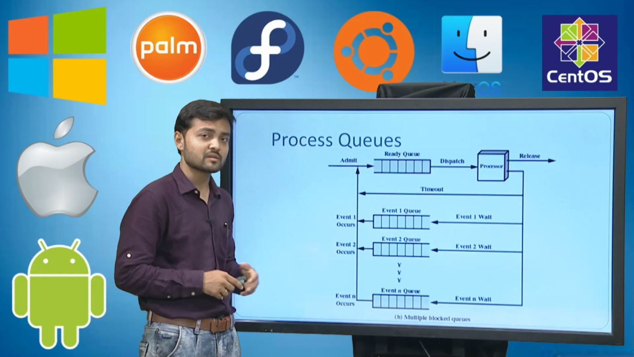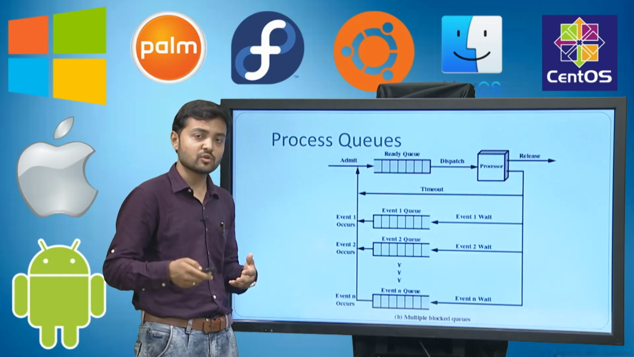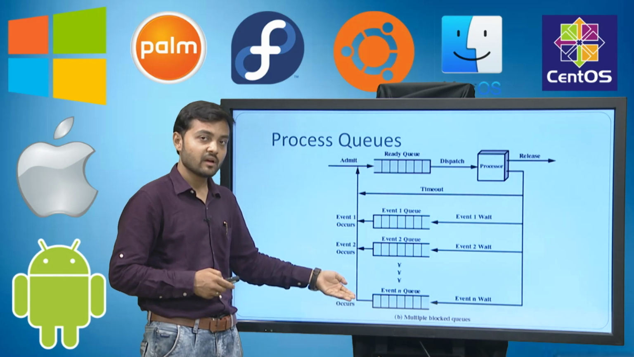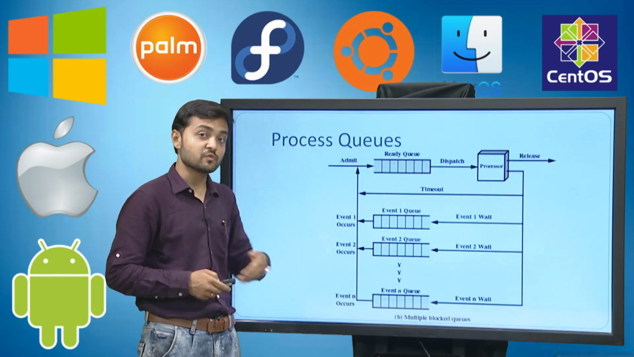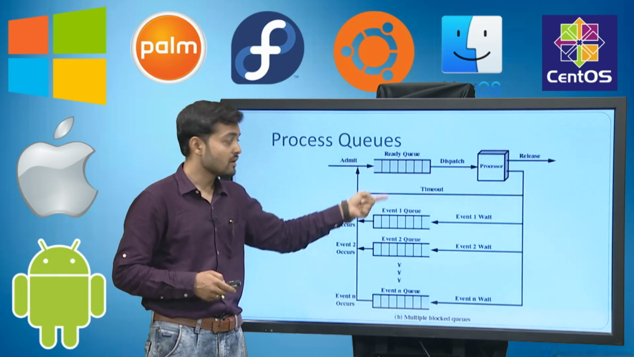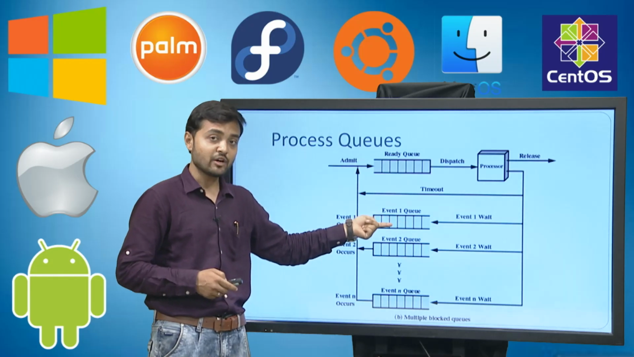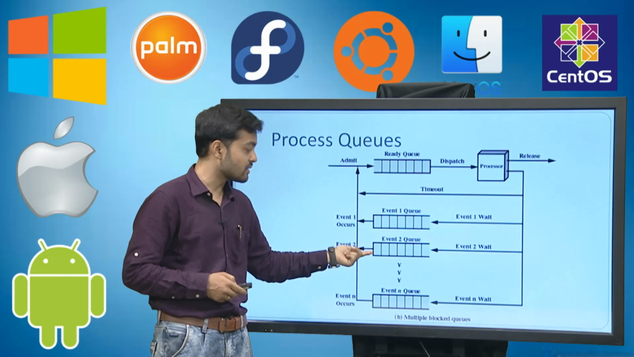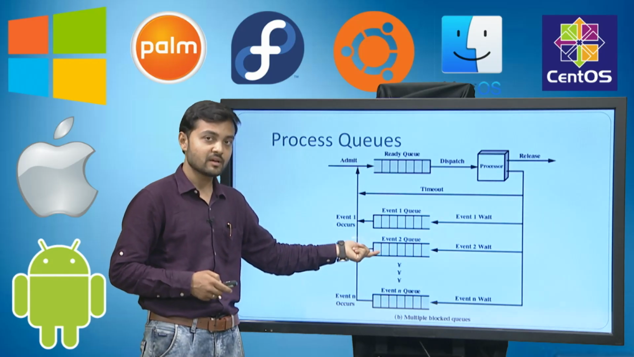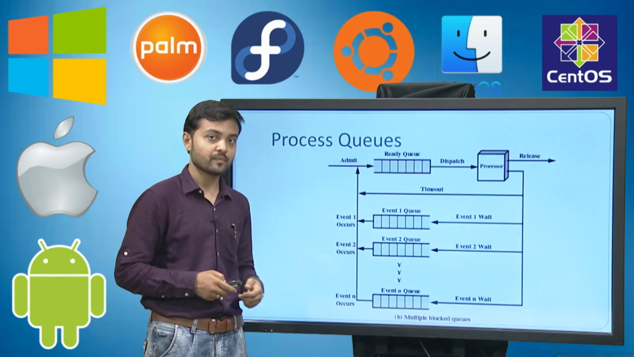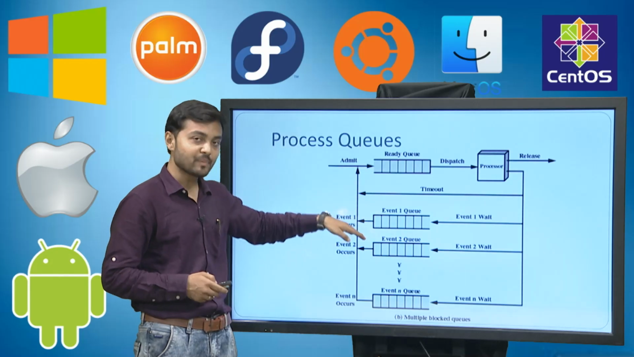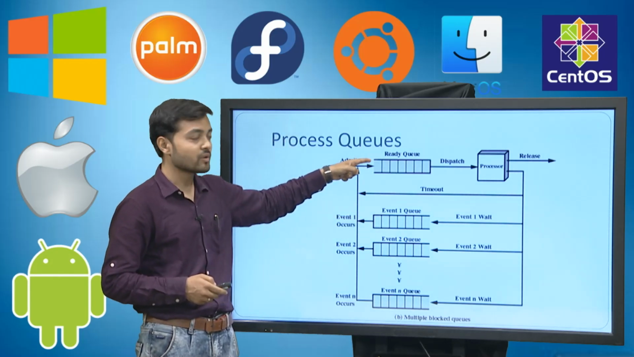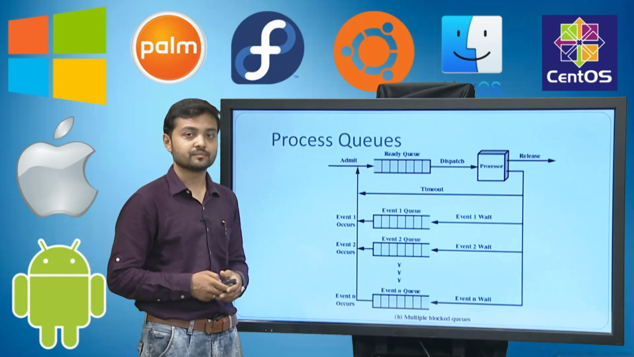Whenever some event occurs, let us say event 1, event 2 or event 3, there will be a separate queue for each and every event. The process which is waiting for event 1 to occur will be stored at the end of this queue. Similarly, the process which is waiting for event 2 to occur will be stored at the end of the event 2 queue. When event 1 gets completed, one of the processes from that queue will be stored at the back of the ready queue.